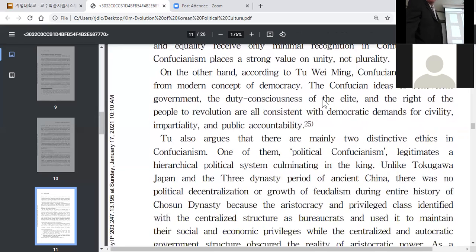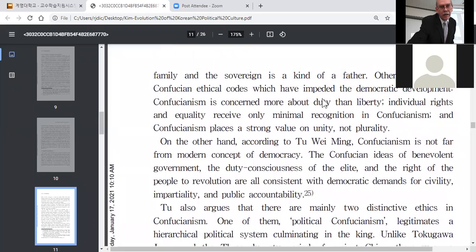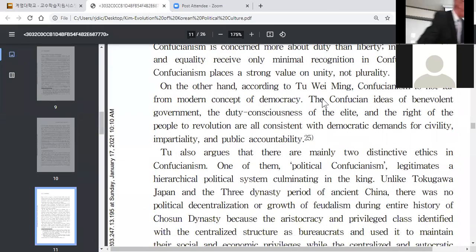In a nutshell, this scholar suggests that Confucianism... There's a space. That's it. Page 106. Yeah, that's the page.